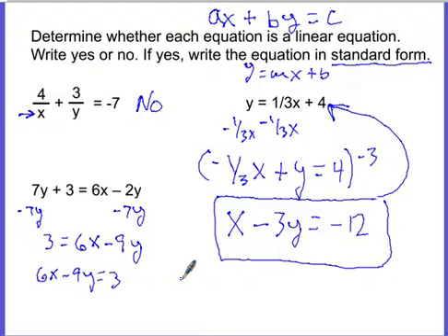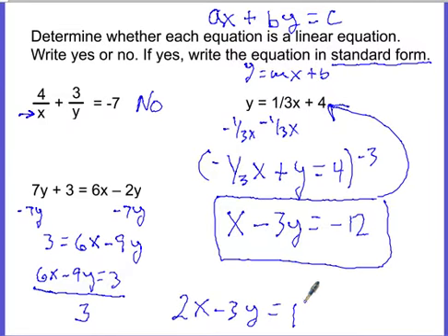Yeah. Think about it. Divide everything... no. You need to simplify. This is not in simplest form. You guys have got to remember to simplify standard form. So we're going to divide everything by 3, and it comes out to 2x minus 3y equals 1. Okay, that is standard form because we've got everything simplified.